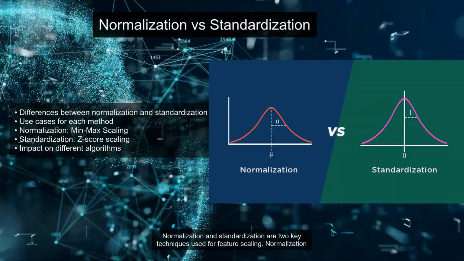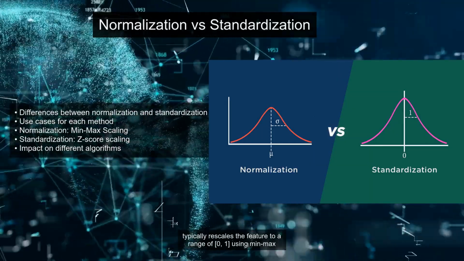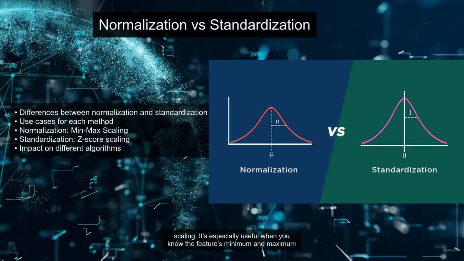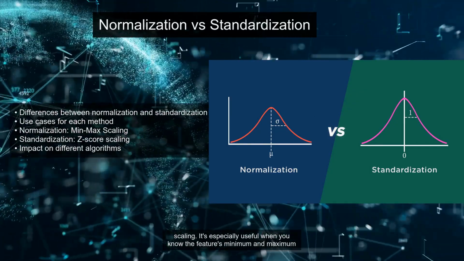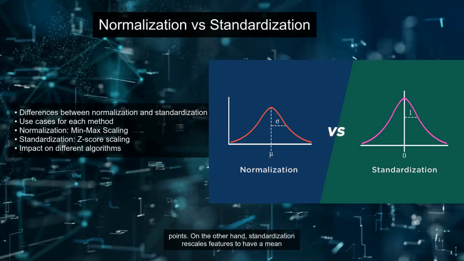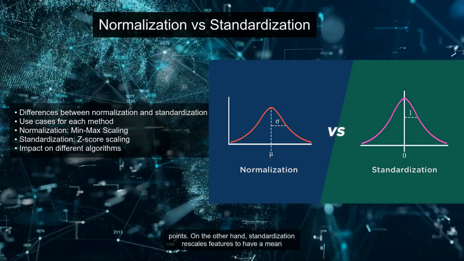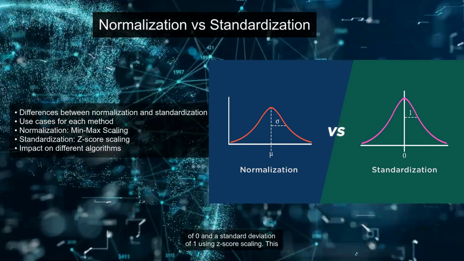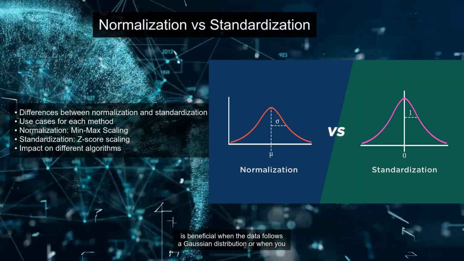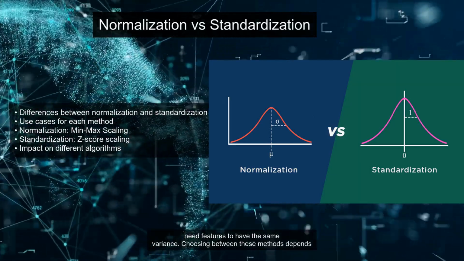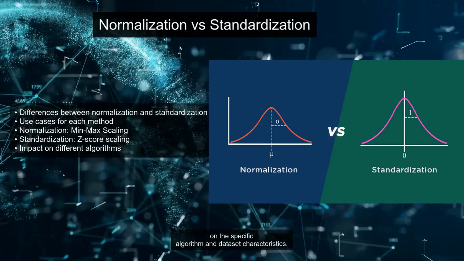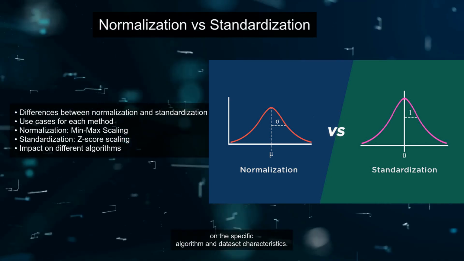Normalization and standardization are two key techniques used for feature scaling. Normalization typically rescales the feature to a range of 0 to 1, using min-max scaling. It's especially useful when you know the feature's minimum and maximum values or when you want to maintain the proportion of the data points. On the other hand, standardization rescales features to have a mean of 0 and a standard deviation of 1 using z-score scaling. This is beneficial when the data follows a Gaussian distribution or when you need features to have the same variance. Choosing between these methods depends on the specific algorithm and dataset characteristics.